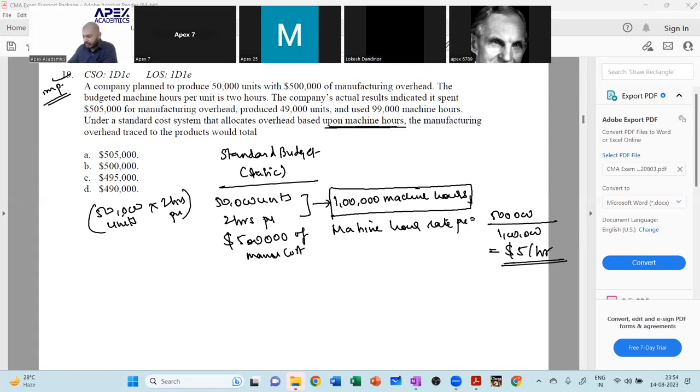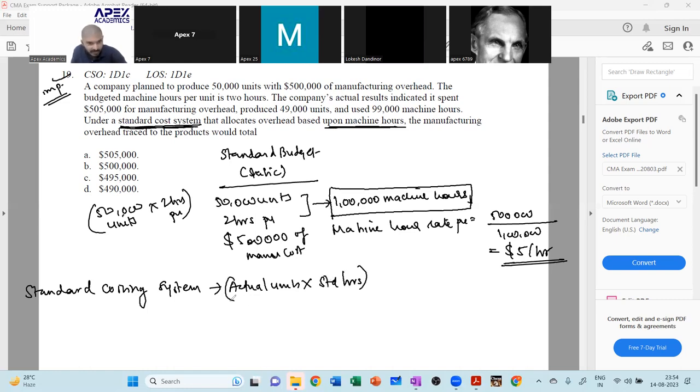This is $5 per hour. Now, they are asking you to find out under a standard costing system. Now, please pay attention. Under a standard costing system, I will say actual units multiplied by standard hours. What happens because of this? This is nothing but a flexible budget. And standards use only standards, so flexible budget is a must.